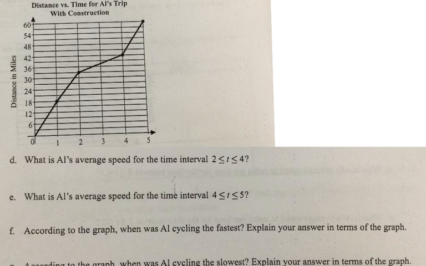We look at D. D is talking about the interval between 2 and 4 hours. So this is the part we're focusing on, between 2 and 4. So first, we know speed is distance divided by time. So how much distance did Al cover between 2 and 4? Well, he started at a distance of 33. He ended at a distance of 42. So how much distance did he cover? 6.